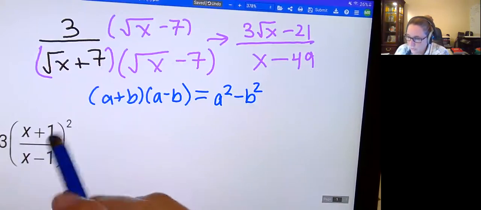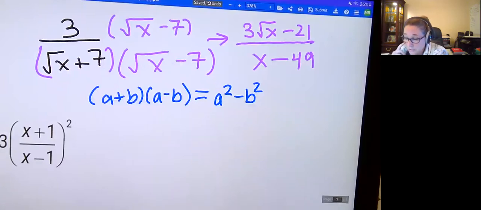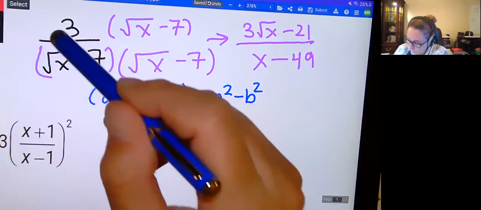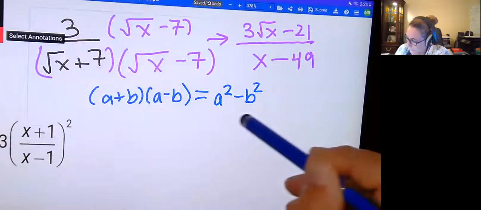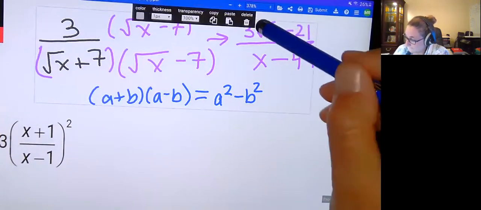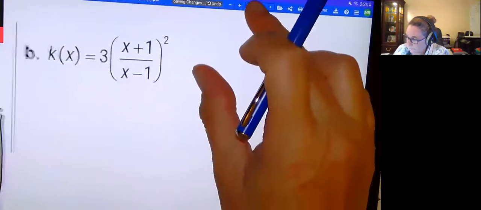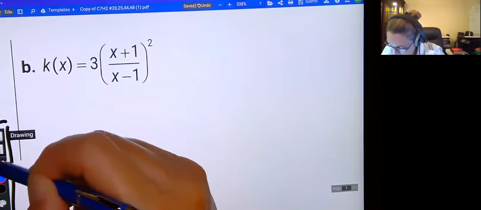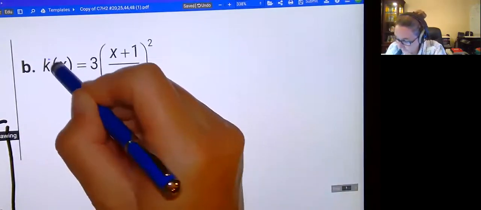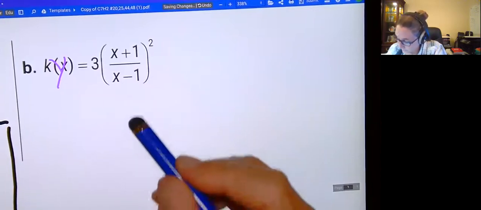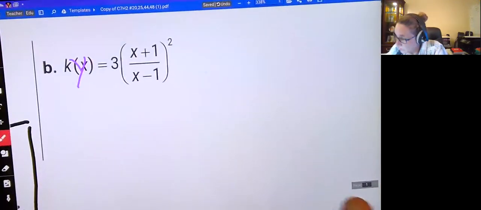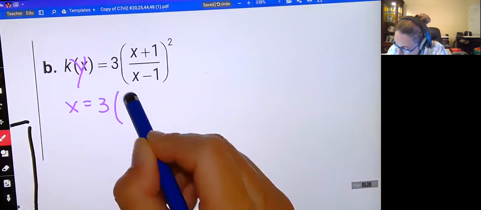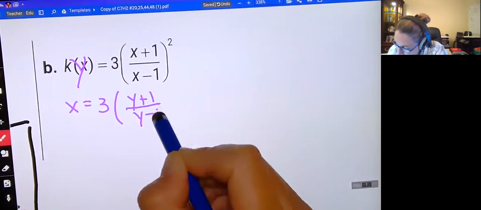Okay, I'll show you what is probably something that a lot of us would leave it at, and then kind of how we could go from there. Okay, so let me just get rid of this. Okay, so I have space. So the very first thing I need to do is switch my x and y, and again, this really would be a y. Okay, so I am going to get x equals 3 times y plus 1 over y minus 1 squared.